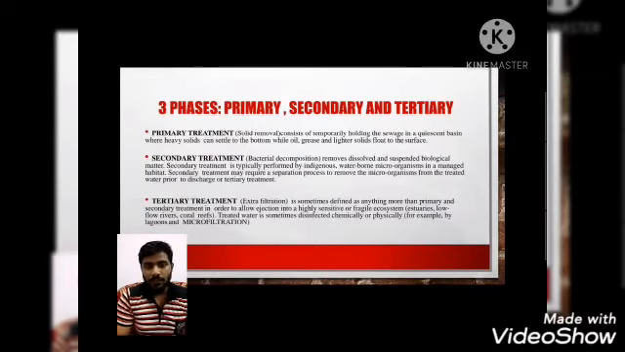Tertiary treatment is the final cleaning process that improves the water quality before it is reused, recycled, and discharged to the environment. The treatment removes remaining inorganic components such as nitrogen and phosphorus.